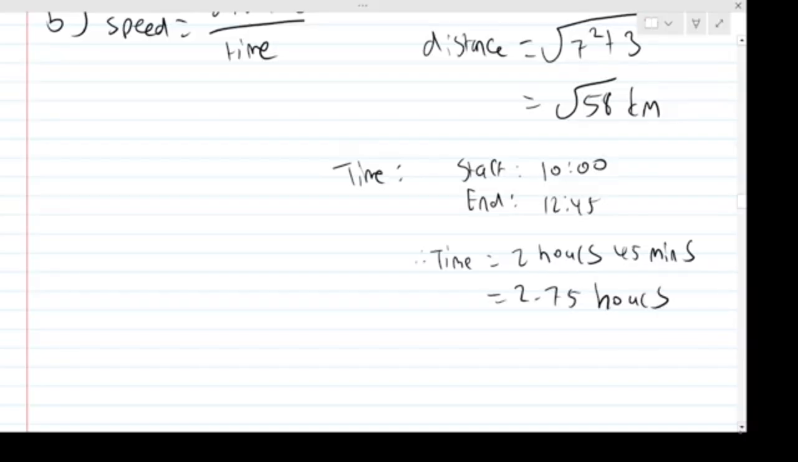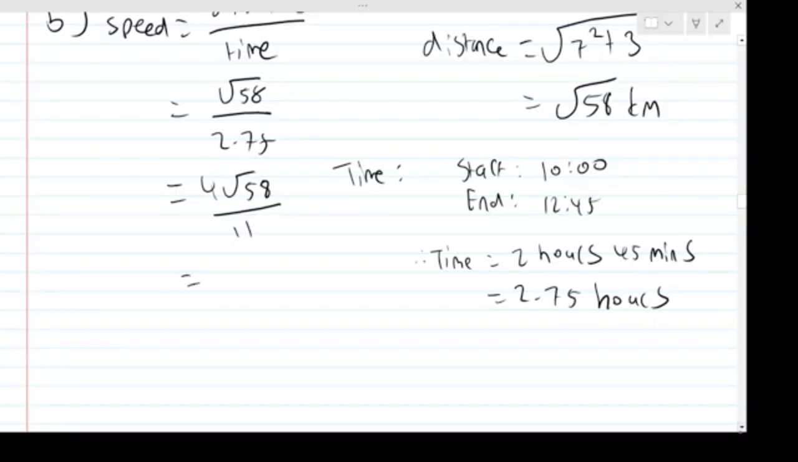So then I can substitute that into my speed. So the speed is distance, root 58, over my time, which is 2.75. If I put that in my calculator, I get 4 root 58 over 11, and as a number, that's 2.77, let's say, kilometres per hour to 2 decimal places.